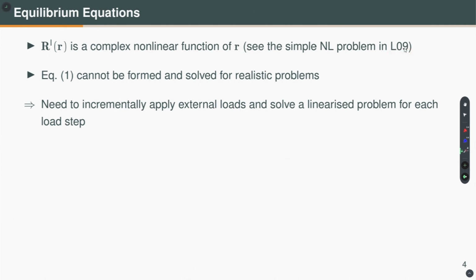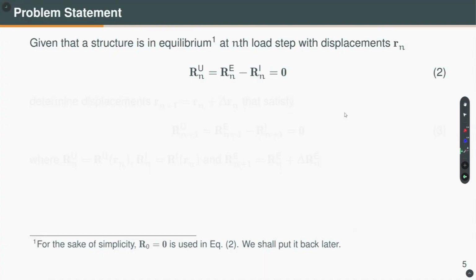So, what do we need to do? We need to incrementally apply the external load and solve a linearized problem for each load step. Let us say you have a structure and we want to apply 100 kilonewton load on the structure. At every step I can say I will apply 5 kilonewton, so there will be 20 such steps. For each load step we will solve a linearized problem, and how we solve that is the topic for discussion today. So, what is the problem statement then? Given that a structure is in equilibrium at the nth load step.